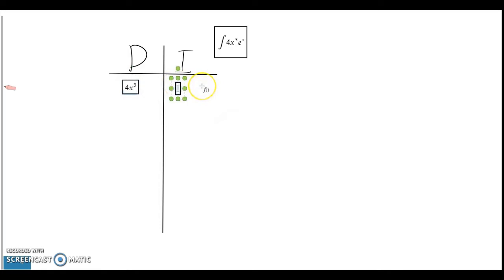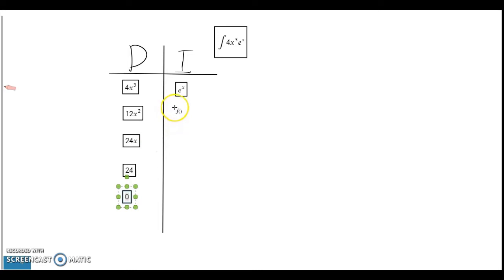And that leaves us with the other function just being e to the x. And let's continue now. So the derivative of 4x cubed is going to be 12x squared. And then we continue, so this is going to be 24x. And then this one, second to last, 24, because it's the derivative of 24x. And now the last one's just going to be 0.